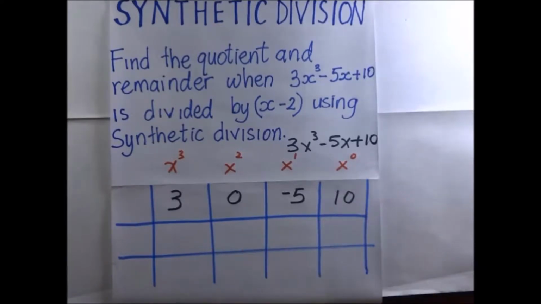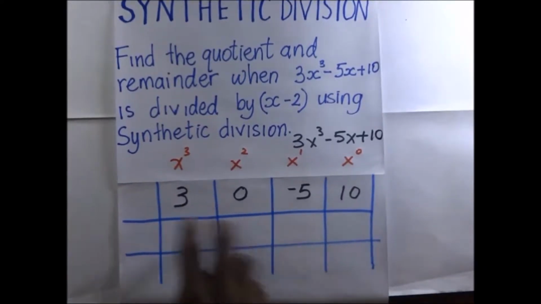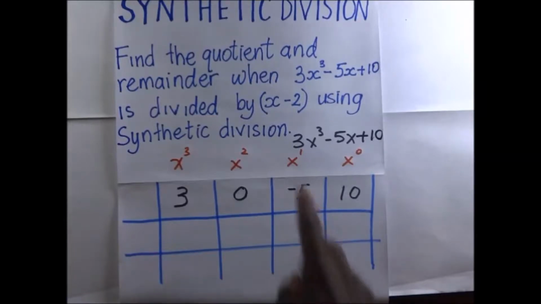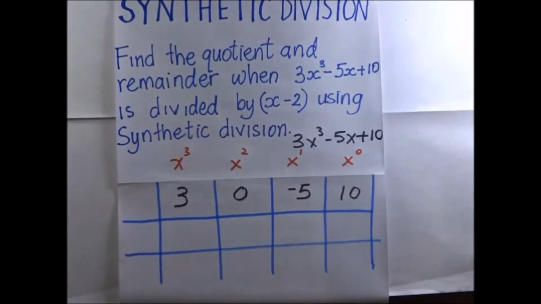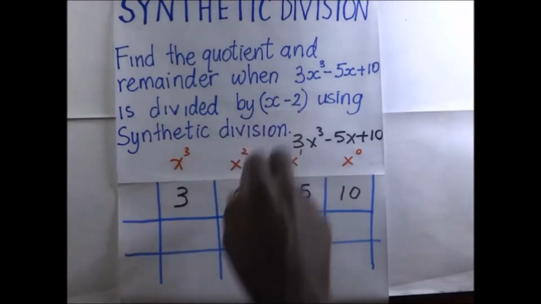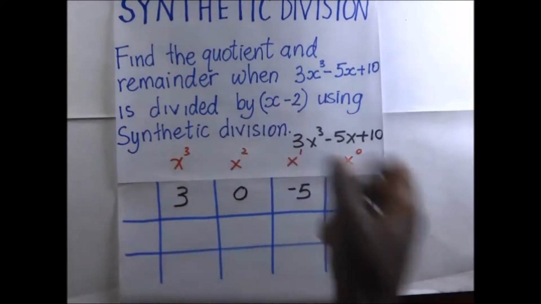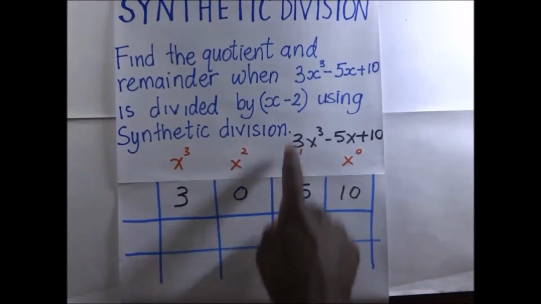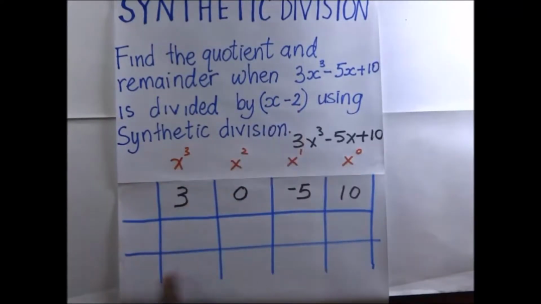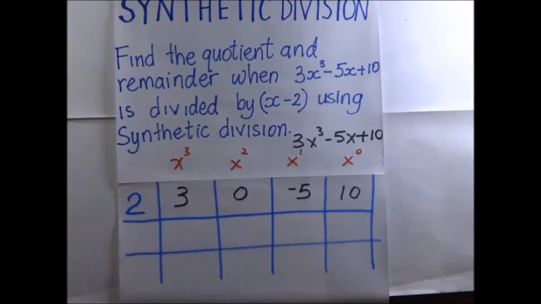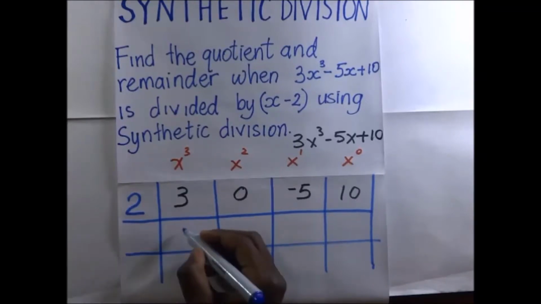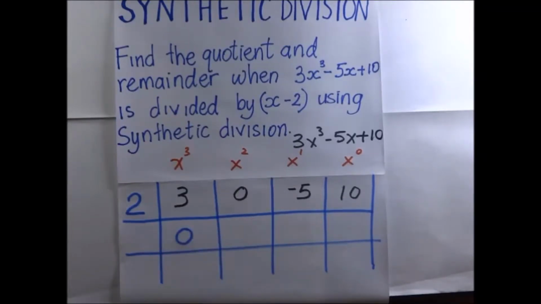Like that. And now, after stating those coefficients, they are telling us that this polynomial is divided by x minus 2. So if it is divided by x minus 2, meaning that if we say x minus 2 is equal to 0, it means the value of x is going to be positive 2. So we put the positive 2 here. We put a 0 at the first step here. So now we start working.